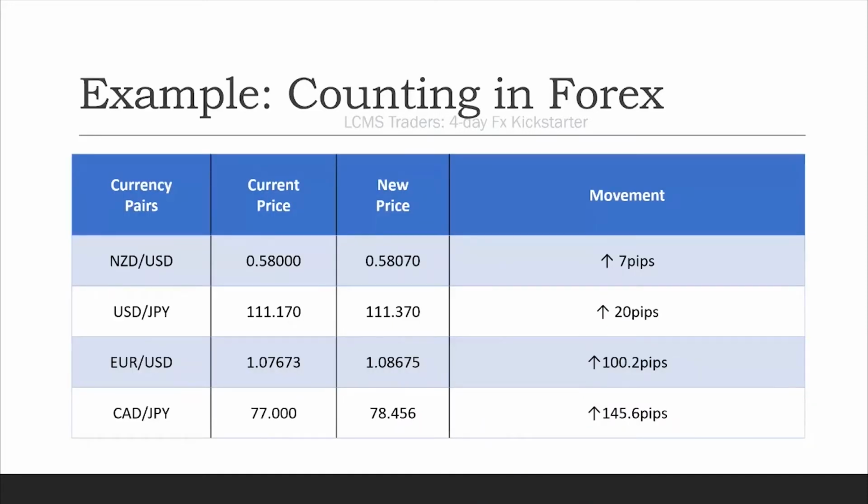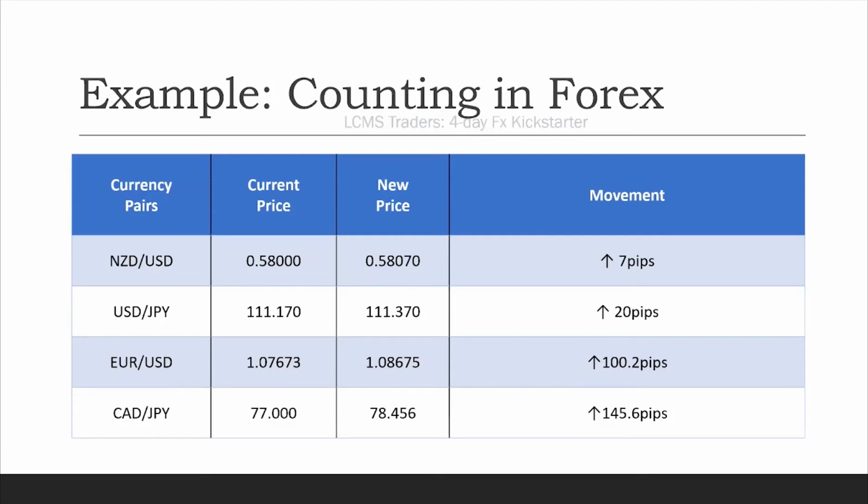So an example in how to count. It's a bit funny that we're teaching you how to count, but how to count in FX. When we have New Zealand, in this first example here, New Zealand US dollar, if the current price is 0.5800 and the new price goes to 0.5807, we would say that it's gone up by 7 pips. From 5800 to 5807, it's gone up by 7 pips.